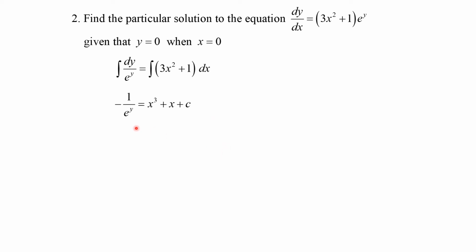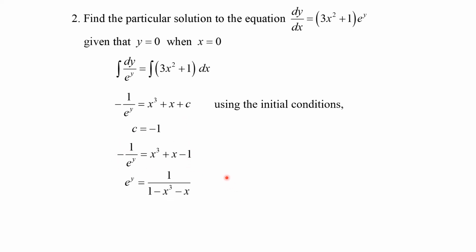The next task is getting y in terms of x. So therefore, you can substitute the initial conditions straight away to make your calculations easier and obtain your c value. And then you can write it back into the original general solution that you got earlier by substituting c as negative 1. Now you need to get y as the subject of the equation.